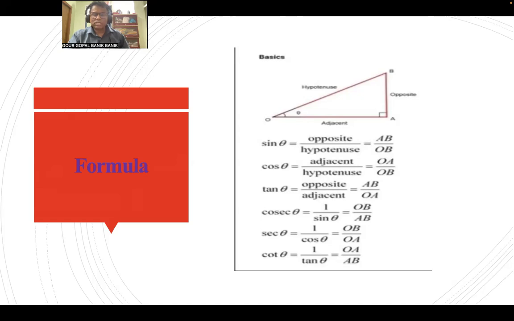If you know cos theta, you can find sec theta. Sec theta is 1 by cos theta. You have to remember these things. Sec theta means 1 by cos theta. So if you know cos theta, you can find sec theta, because whatever the value of cos theta, sec theta will be 1 by that value.